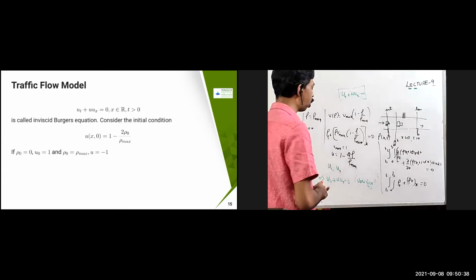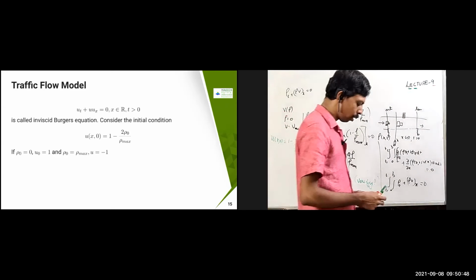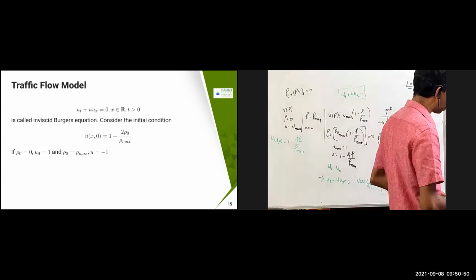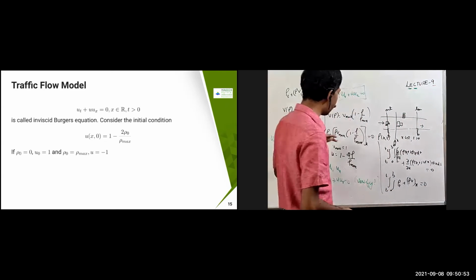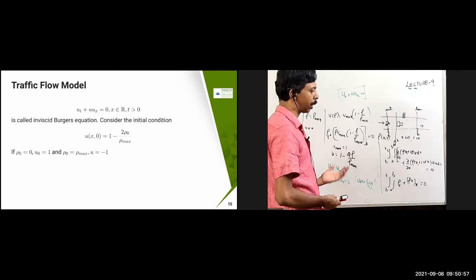If rho naught equals 0, you are going to get u naught equal to 1. If rho naught equals rho max, you are going to get u equal to minus 1, on the negative side. So this is the basic concept for the traffic flow model. Of course, other parameters you can use, and then you can make the problems much more complicated.